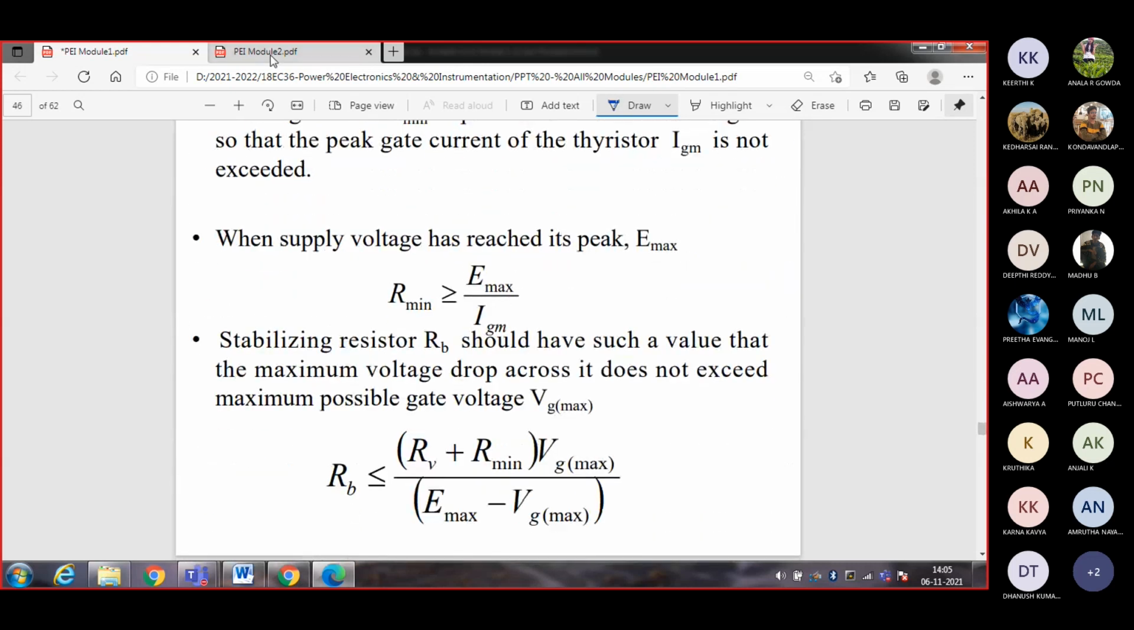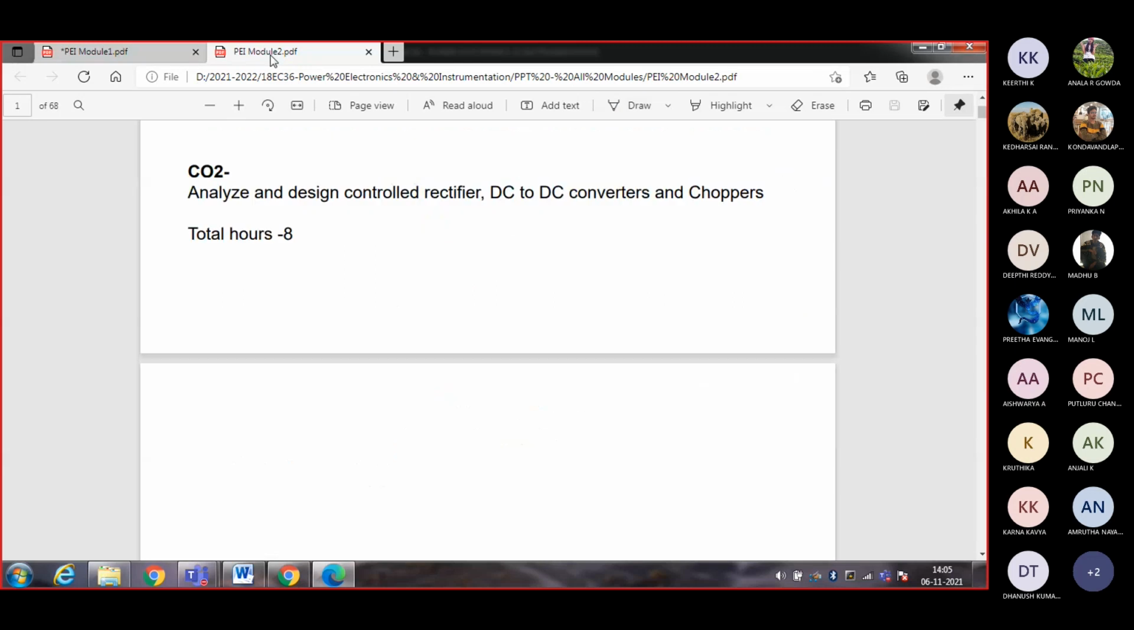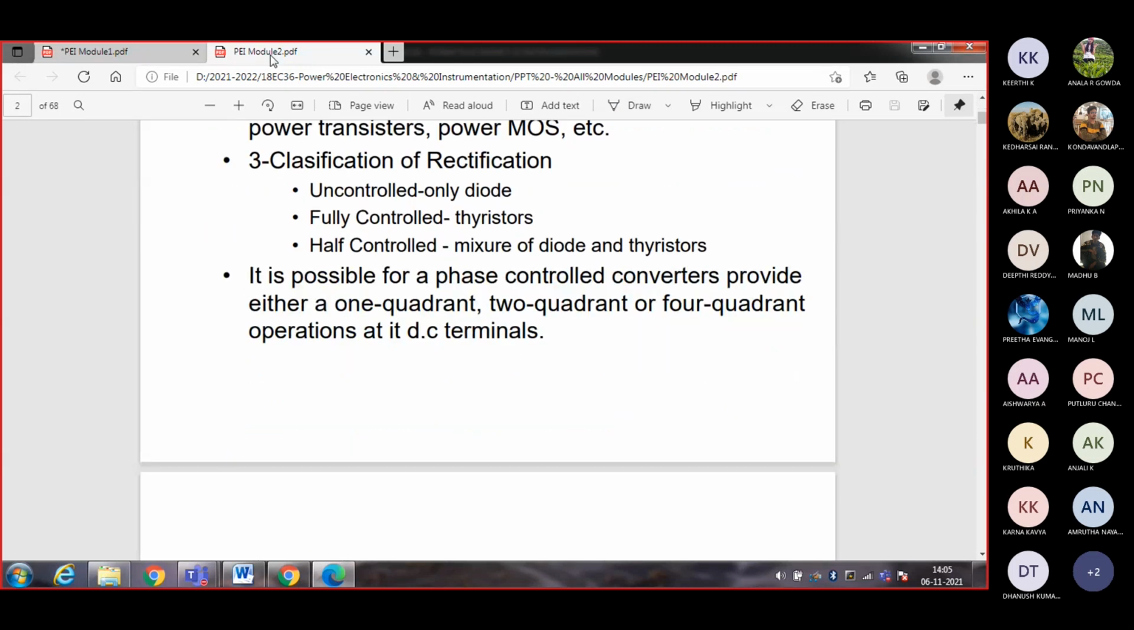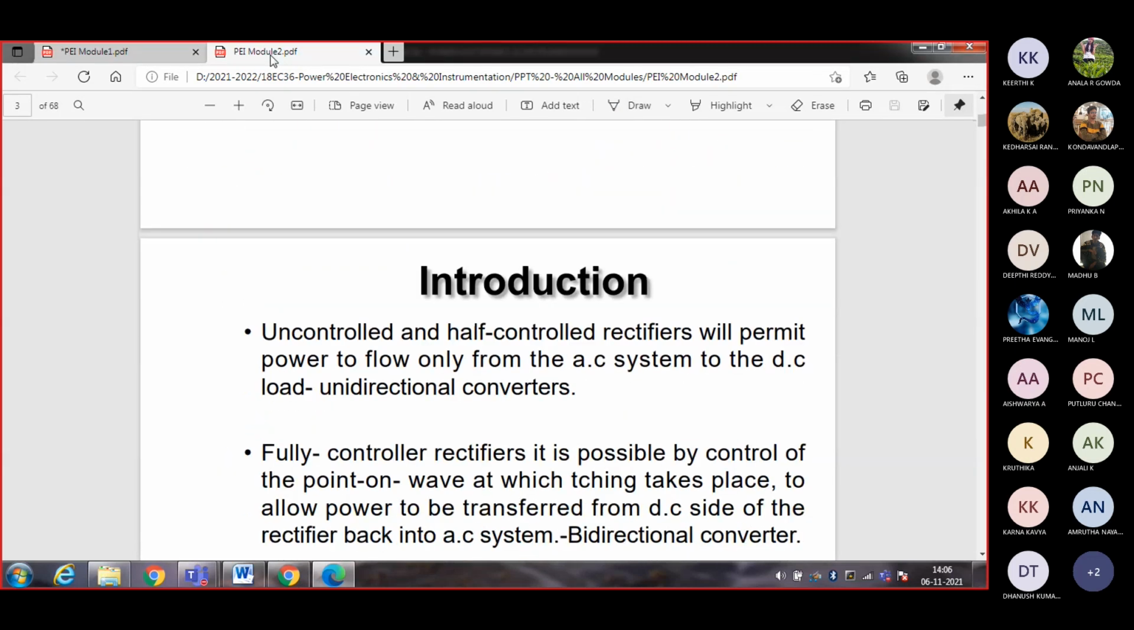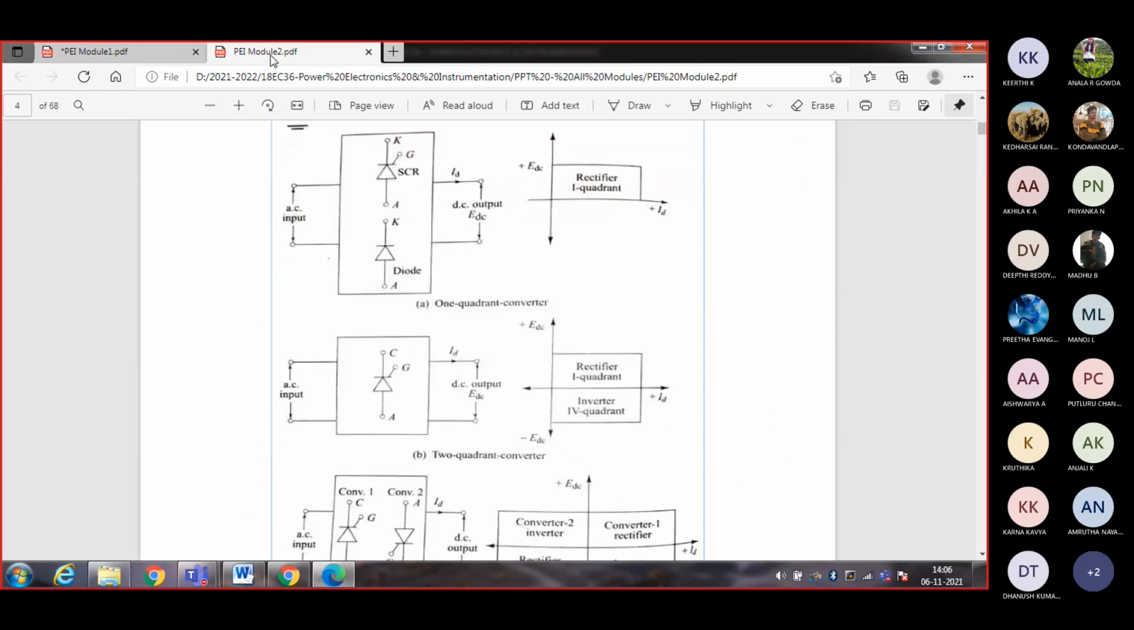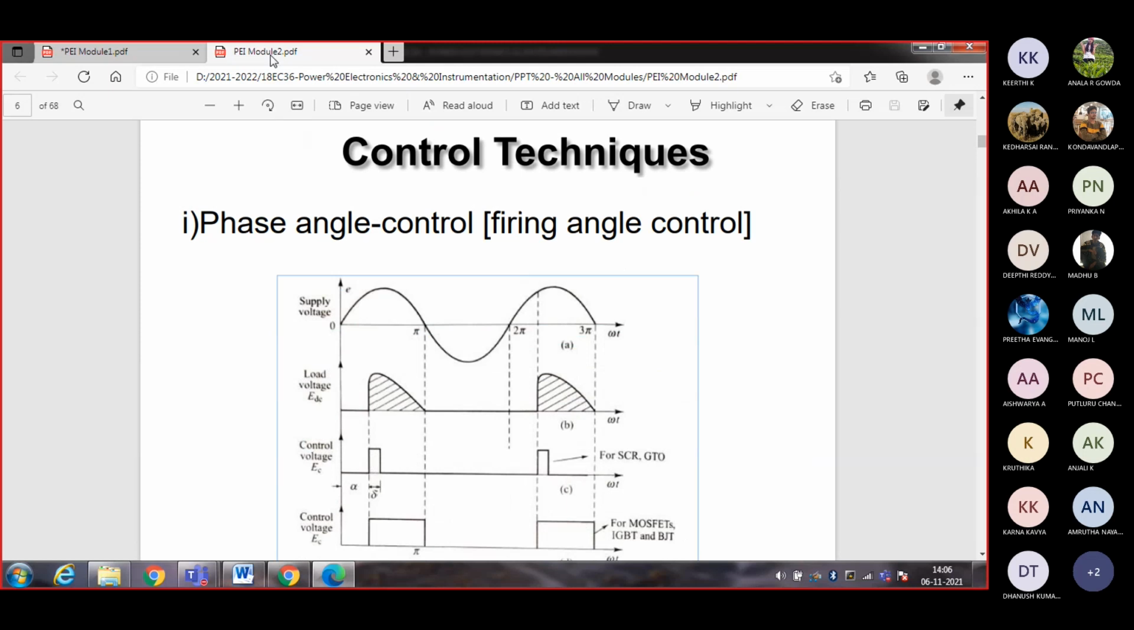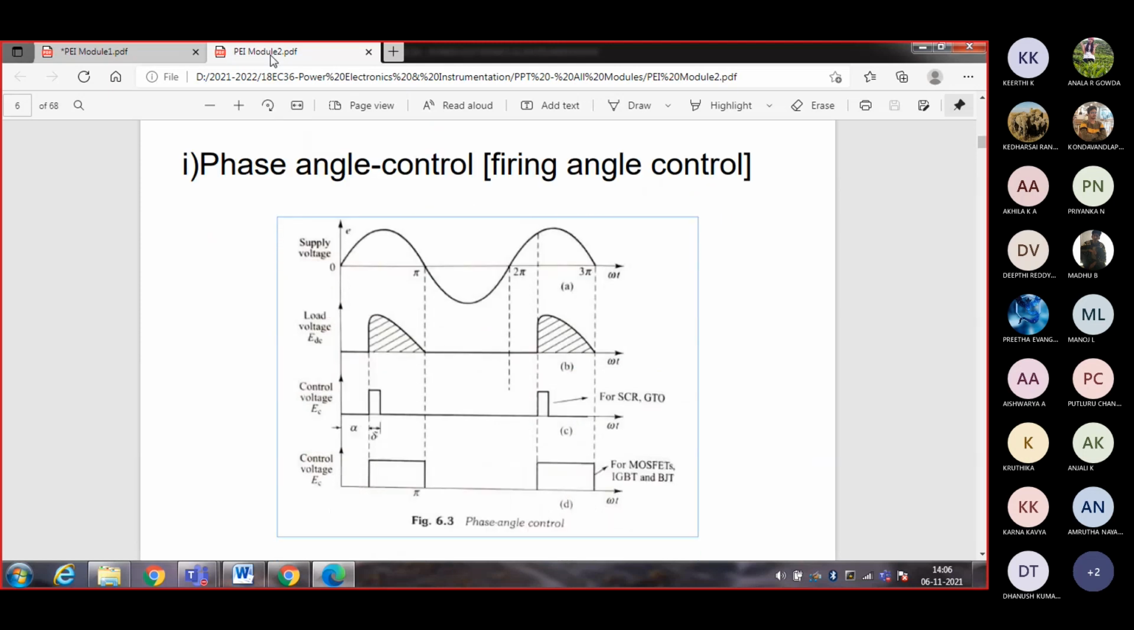I'll just go for one more. See here, you should know what you mean by half wave rectifier and what you mean by full wave rectifier. There is some given control technique, phase angle. Phase angle, I have told you, that is firing angle. How exactly your phase angle is going to convert? Phase angle control, firing angle control.